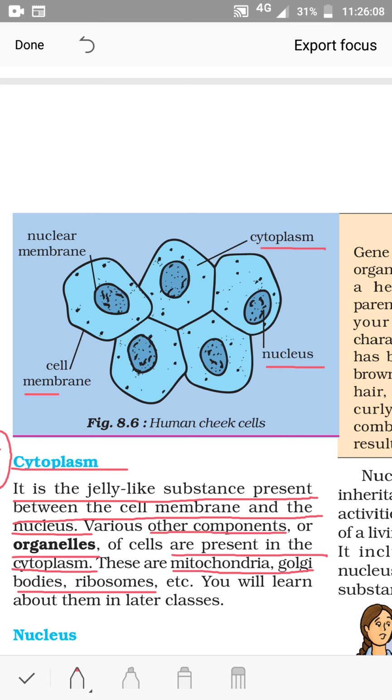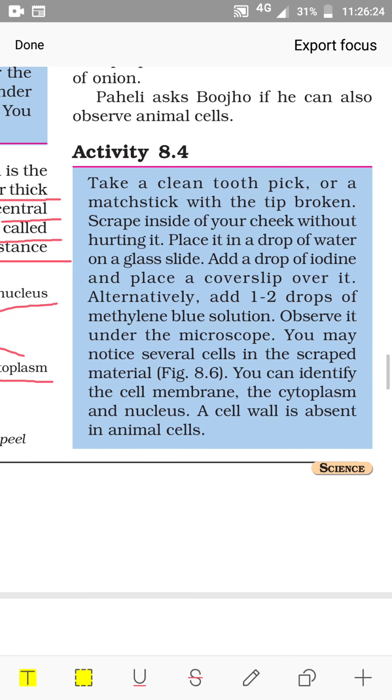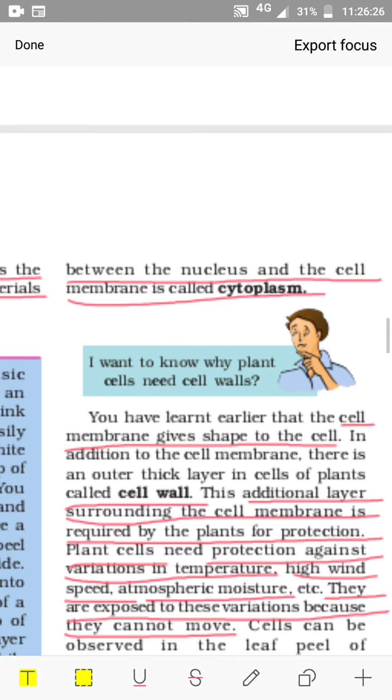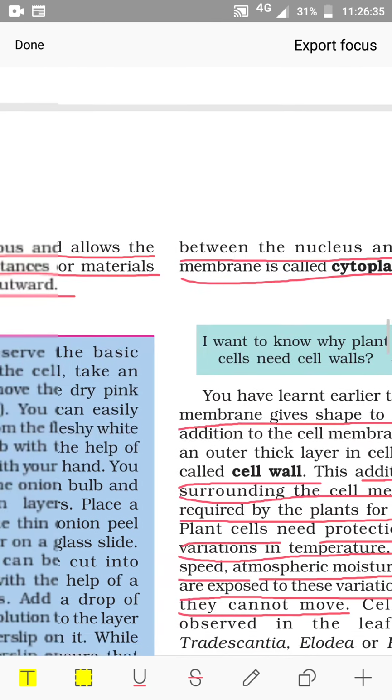So this is called the cell membrane, and see, this is the nucleus, and it has got the nuclear membrane, the membrane which is surrounding this is called the nuclear membrane. So these parts which we can see in the cheek cell, that is an example of an animal cell, and onion cell, that is the example of a plant cell.